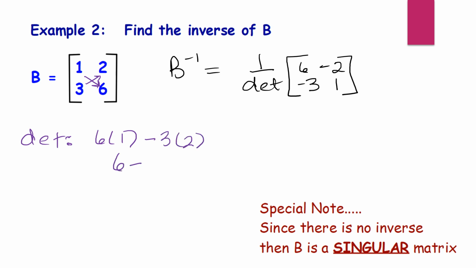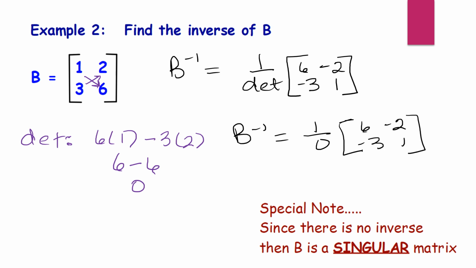So we get 6 minus 6, which is 0. We will then substitute that back into our formula. So B inverse is 1 divided by 0, which gets multiplied by the elements 6, negative 2, negative 3, 1. Okay. Can we divide by 0? Not sure? If you're not sure, type in your calculator, see what happens. Do 1 divided by 0. It should say that 1 divided by 0 is undefined.